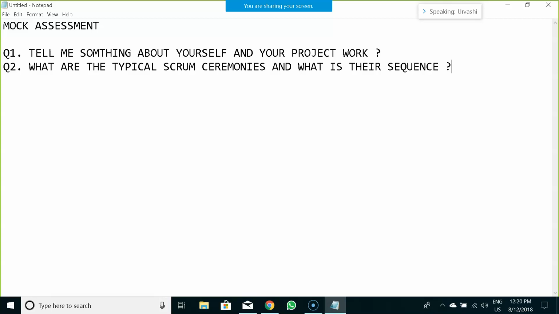The sprint retrospectives, then after that the sprint backlog, the product backlog. No, only the first four are correct. Sprint backlog and product backlog are not ceremonies. Okay, so what is their sequence? What comes first? What comes next?